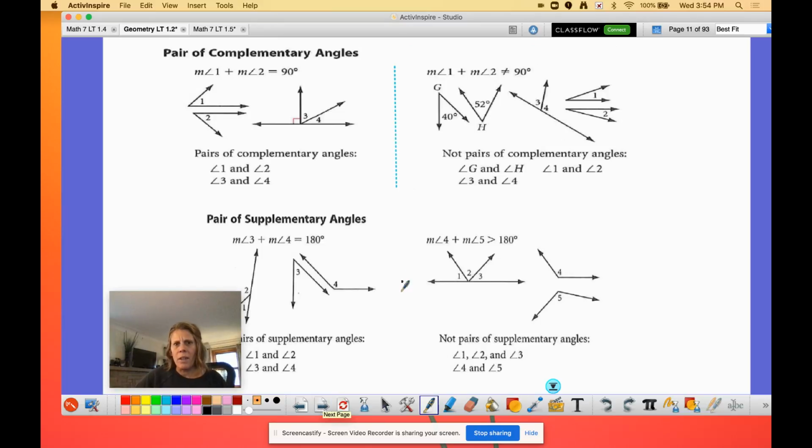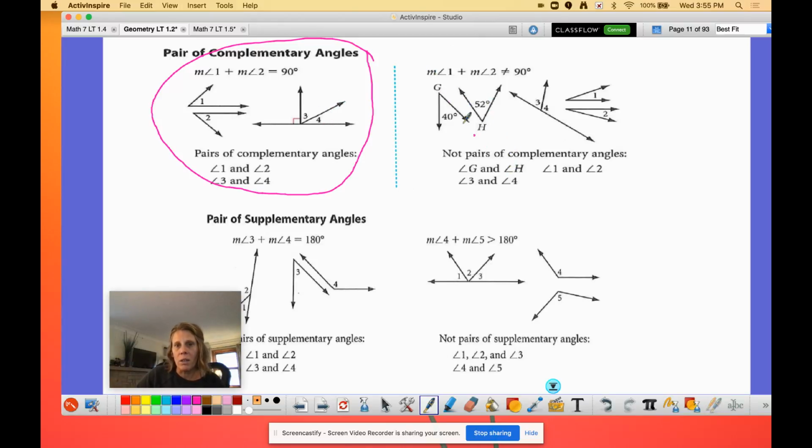So I think you already looked at pairs of complementary angles, and I just want to look at this briefly as a review. If we're talking about pairs of complementary angles, the measure of angle 1 plus angle 2 equals 90. This whole section over here, these are all pairs of complementary angles. You can see that these are not touching, but they're still a pair of complementary angles. 3 and 4 are touching, they're sharing a ray, but they're still a pair of complementary angles. They add to be 90.